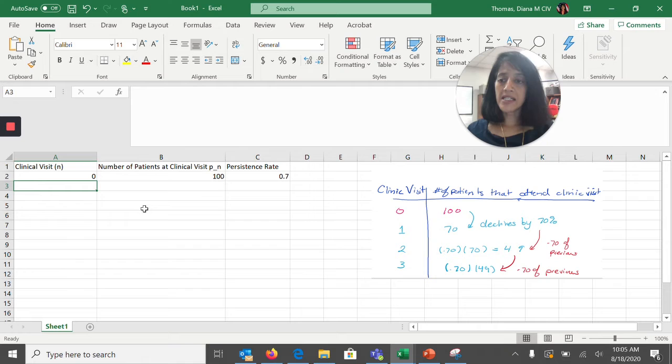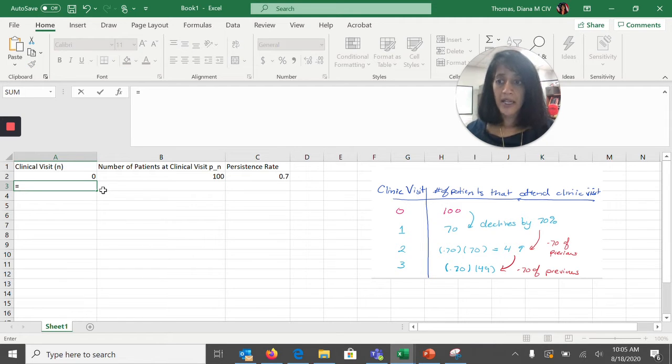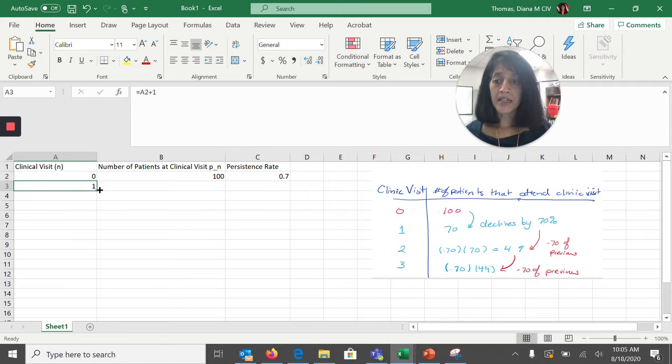Okay, so now I want to actually go from clinical visit number 0 to number 1. So what I'm going to do is put an equal sign, A2, because this 0 is in cell A2, and I'm going to add 1. And I did it this way for a reason, because if I pull this down, it will fill in all these numbers below. So clinical visit number 2, 3, 4, 5, 6, 7, all the way up to 13. I just pulled it down to 13, but you can pull it down as far as you want.